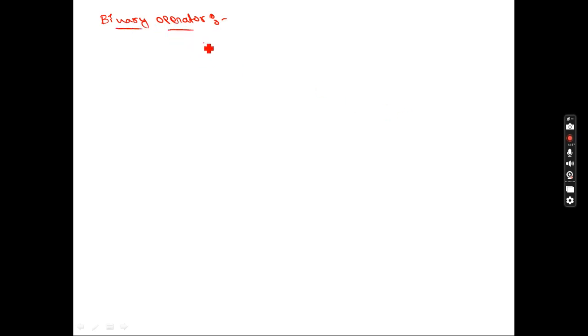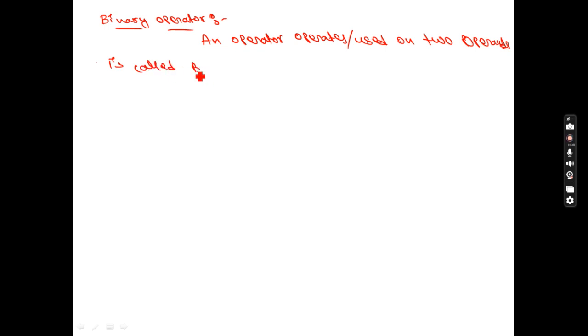An operator that operates on two operands, or you can also say two variables, is called a binary operator.